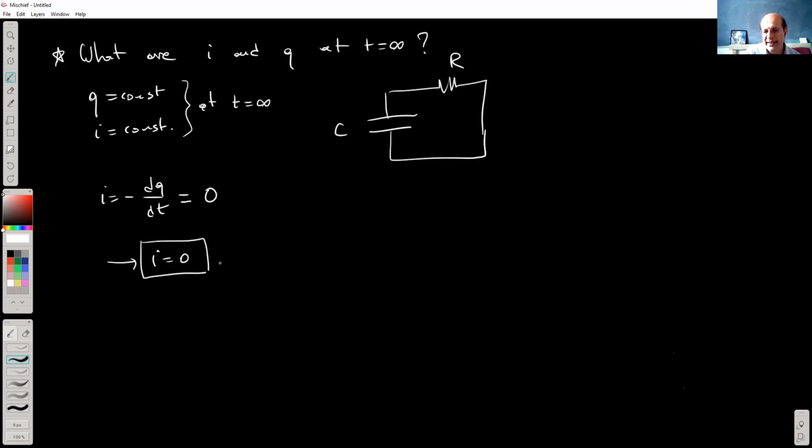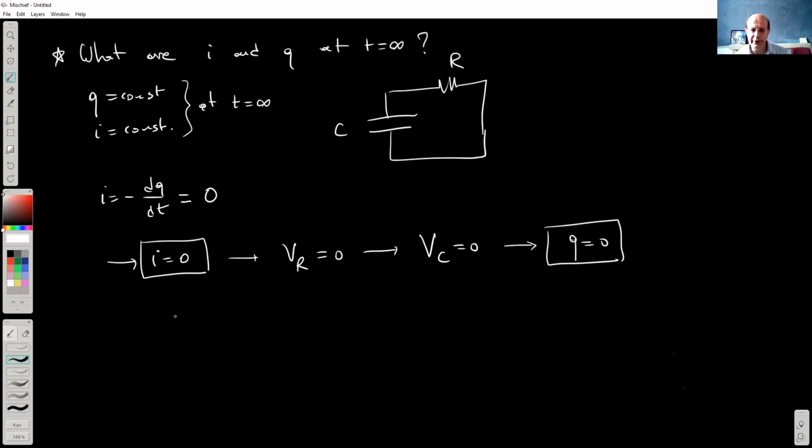And if the current is equal to 0, then the potential drop on the resistor is equal to 0, which implies that the potential drop on the capacitor is equal to 0, which implies that the charge on the capacitor is equal to 0. Right? That's also kind of obvious. You can also intuitively expect the charge to be equal to 0.